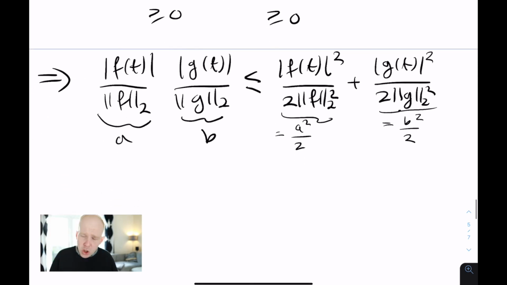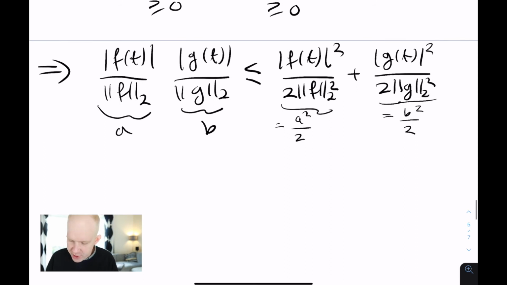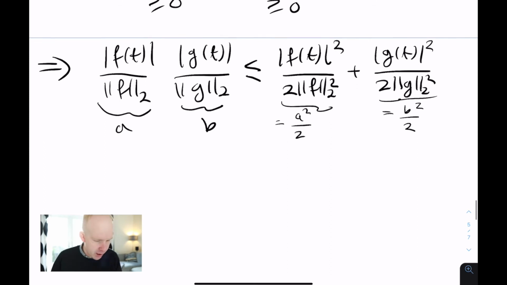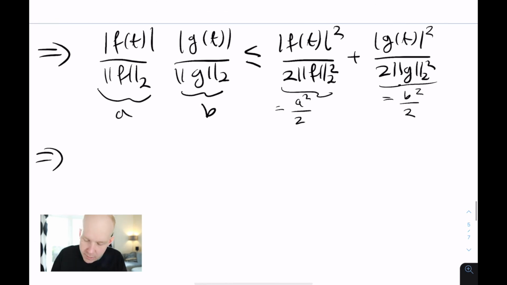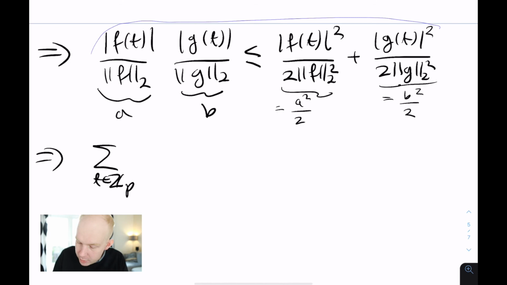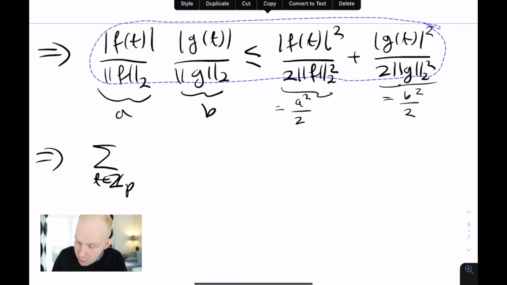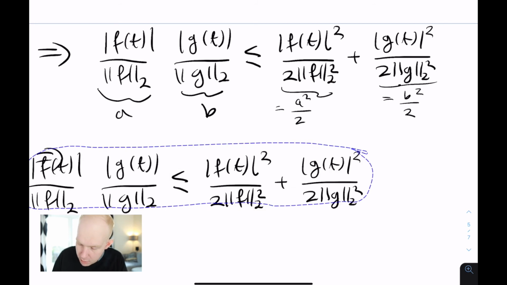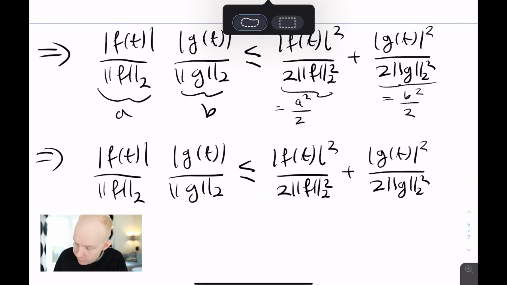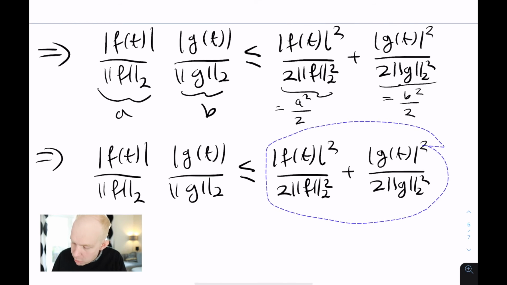Okay, so now if we open this up and sum over t, we can take the expression on both sides. So actually, let me just copy this whole expression, take this here, and then move this a bit.